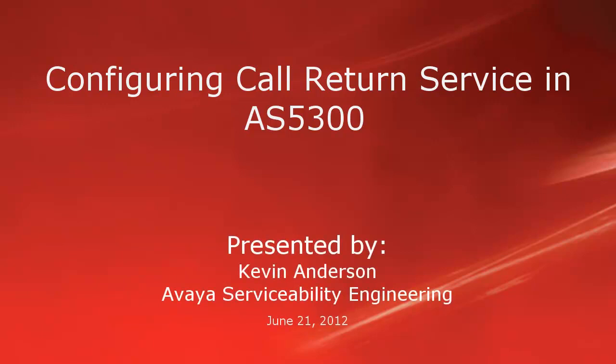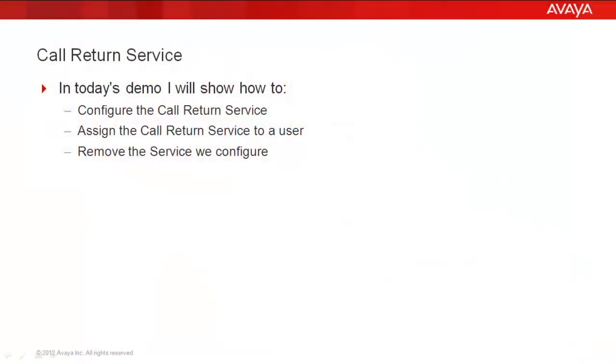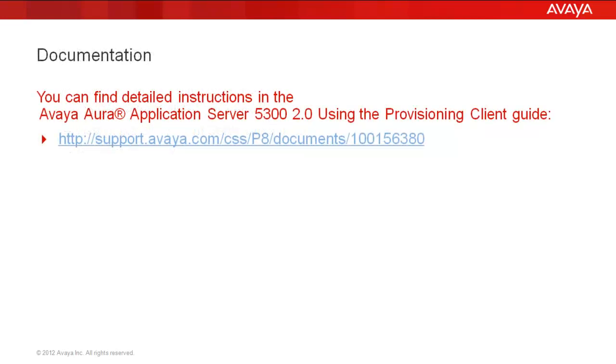This video is about configuring the call return service on the AS5300 with the provisioning client. In today's demo, I'll show how to configure the call return service, assign the call return service to a user, and remove the services we configure. We'll be starting today's demo with the provisioning client open. You can find detailed instructions in the Avaya Aura Application Server 5300 Release 2.0 using the Provisioning Client Guide at the link shown. Now let's get started.